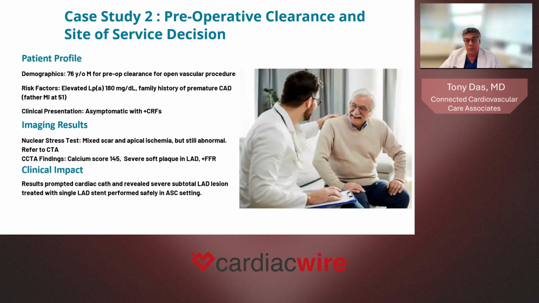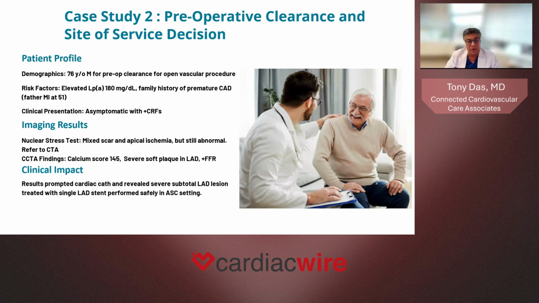This is another case in which we use this typically. The first one was prevention. This is a typical preoperative clearance. Patient has preoperative clearance done for an open vascular procedure, which we know is a high-risk procedure, also has an elevated Lp(a), also has an elevated LDL, history of coronary disease. Patient's asymptomatic but has cardiac risk factors.